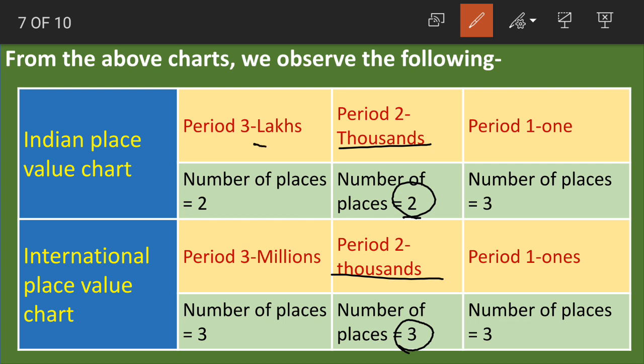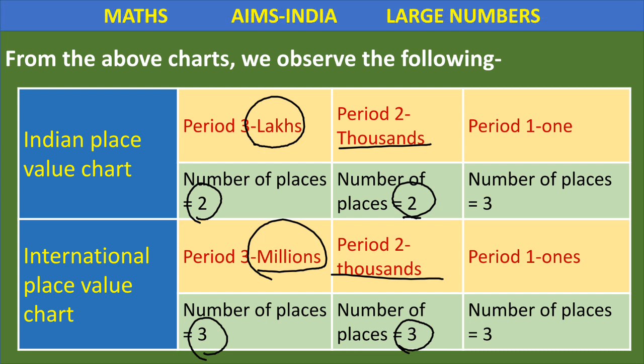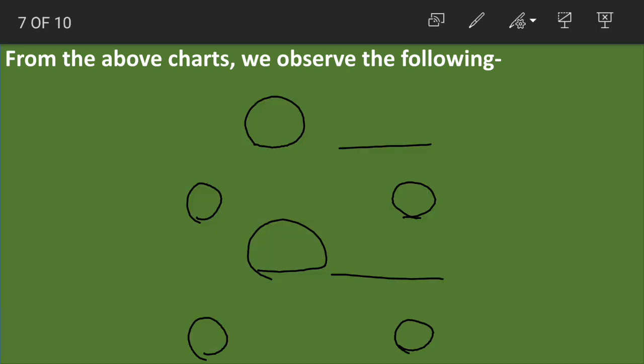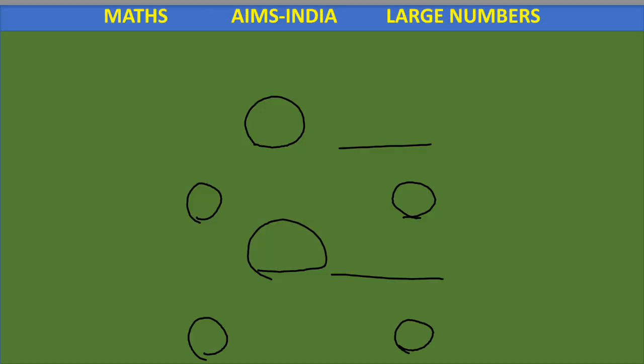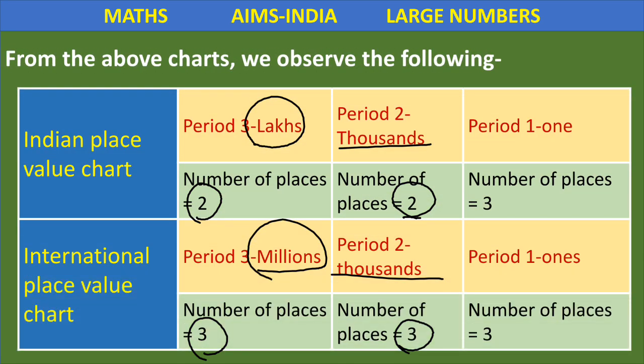The third period is lakhs for us, in which we have two places, lakhs and 10 lakhs. But in the international chart, the third period is millions, and the number of places is 3. What are those places? Millions, 10 millions and 100 millions. Okay, children, these are the main differences between the Indian place value chart and the international place value chart. I hope this is clear.